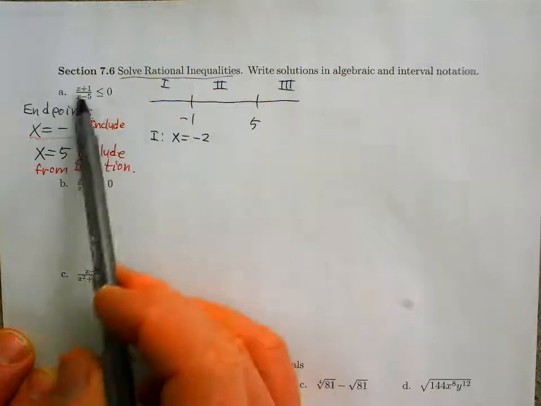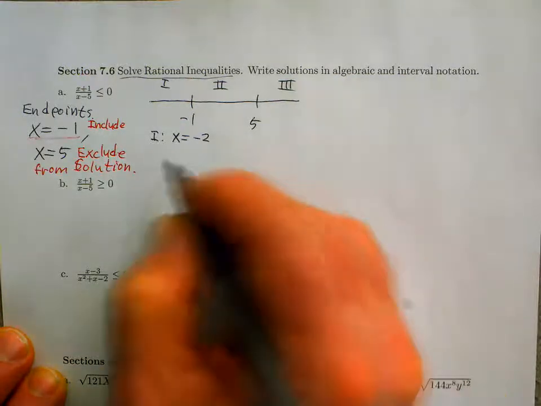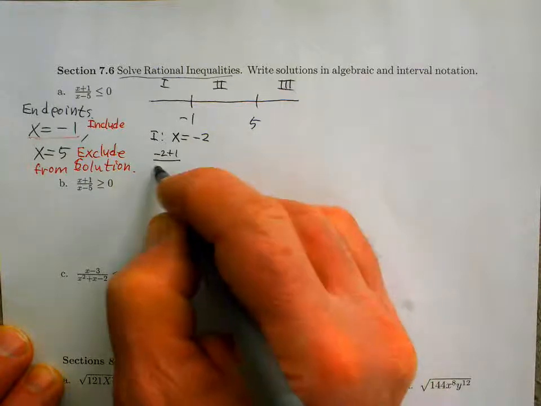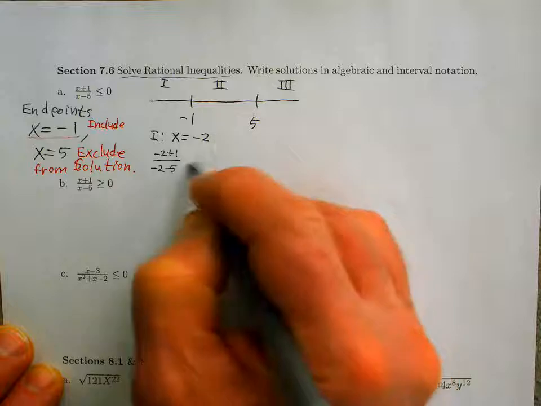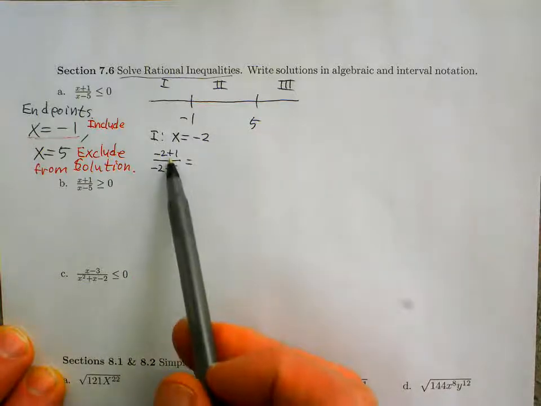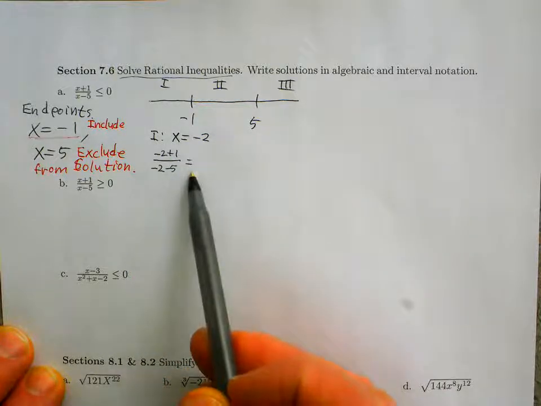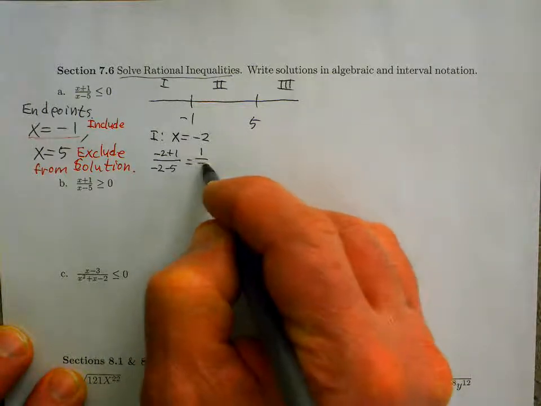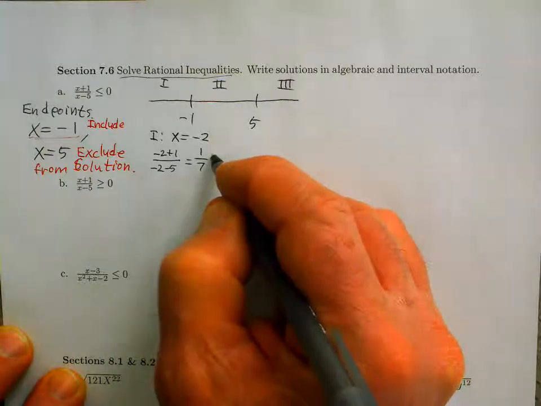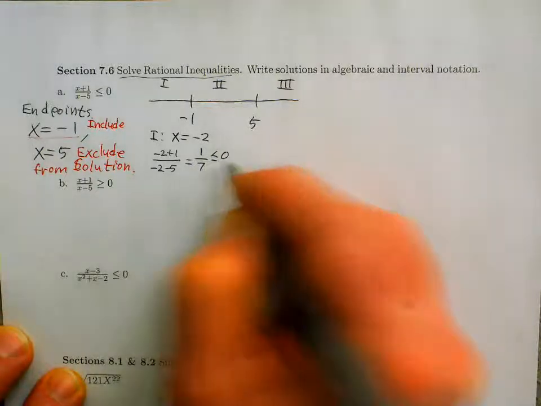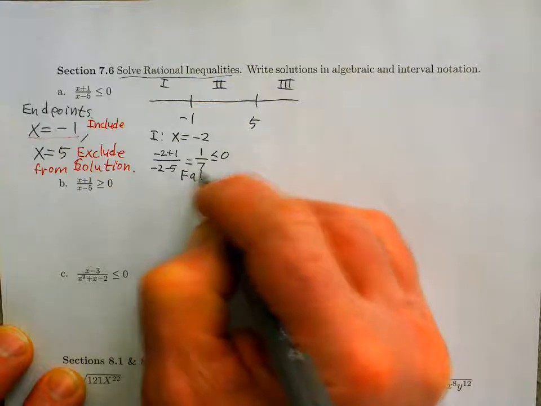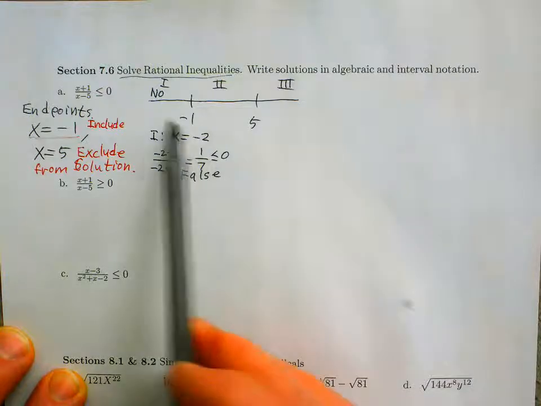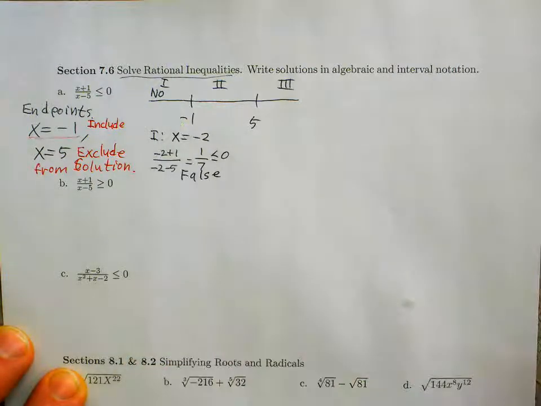And then in the inequality, replace x with -2. So -2 plus 1 in the numerator, -2 minus 5 in the denominator. So the numerator is -1, the denominator is -7. -1 divided by -7 is positive 1/7. But 1/7 less than or equal to 0 is false. So none of the numbers in the interval from -infinity to -1 are solutions.